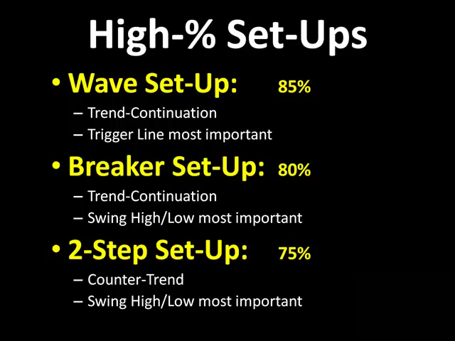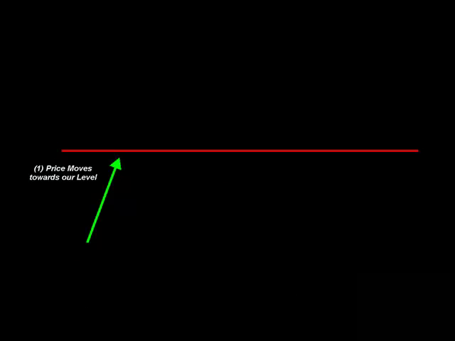Now I want to first of all make sure you guys are aware that the wave and the breaker are both trend continuation patterns. That means they trade with the trend. And the two-step setup, of course, is a counter trend pattern, so it goes against the short-term trend. As you can see, they're very high percentage, 85 to 75% winning ratios. Let's go over these patterns as they develop on our charts.